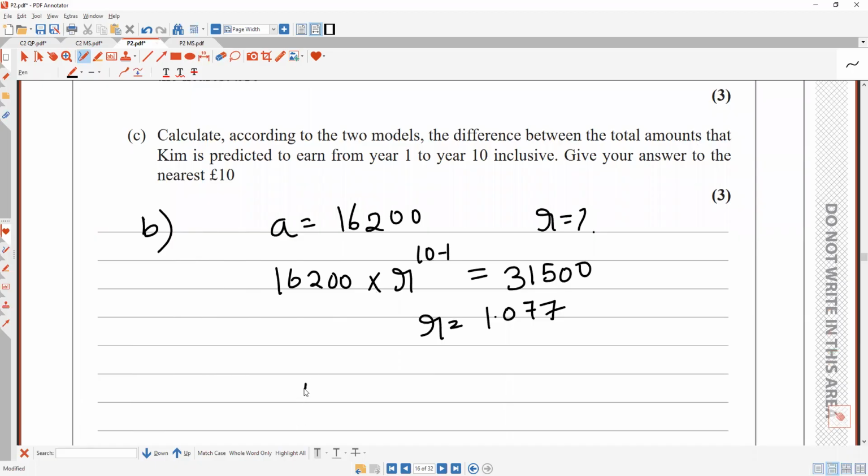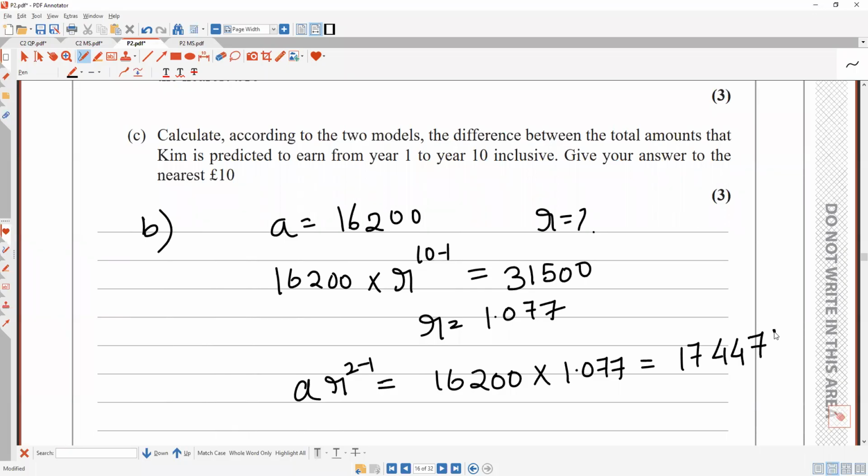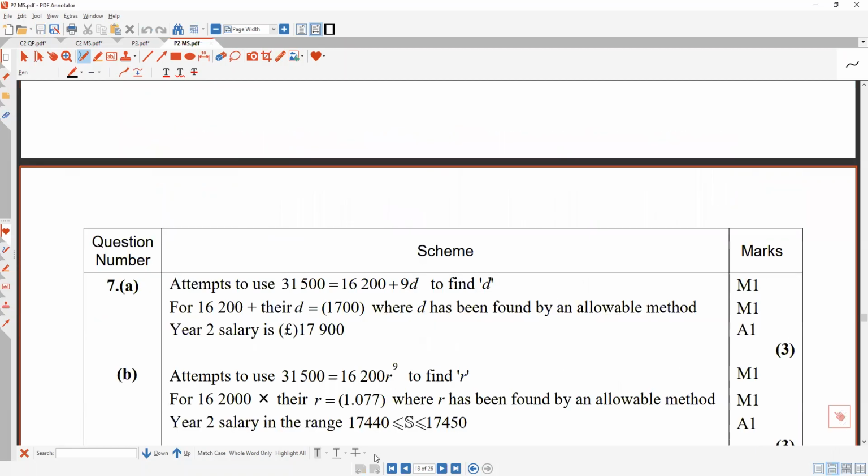Okay, they want the salary in the second year. The second year is going to be A R raised to 2 minus 1. So 16,200 into R, which is 1.077 raised to, okay. How much are you guys getting? They said nearest pound. I'm asking what they said. 17,447. It should be less than 17,450 and greater or equal to 17,440. So it is within the range.